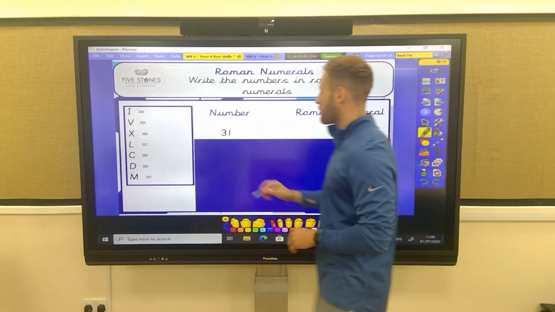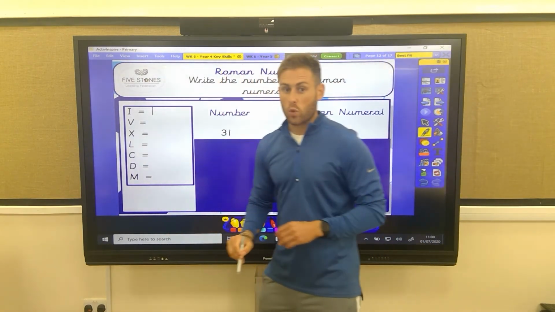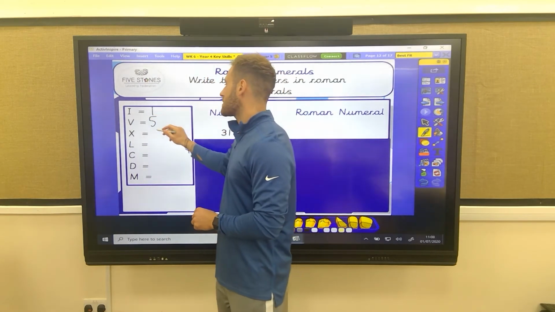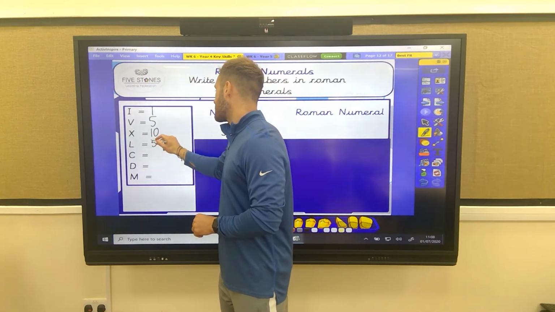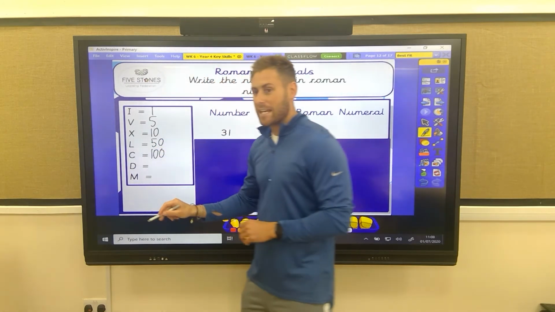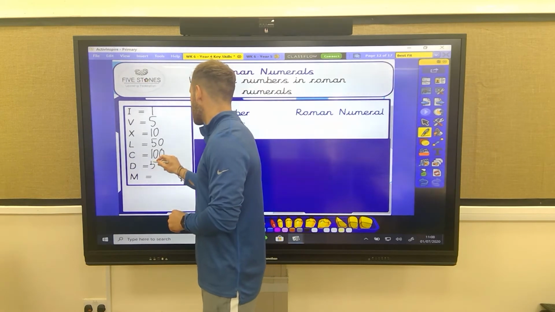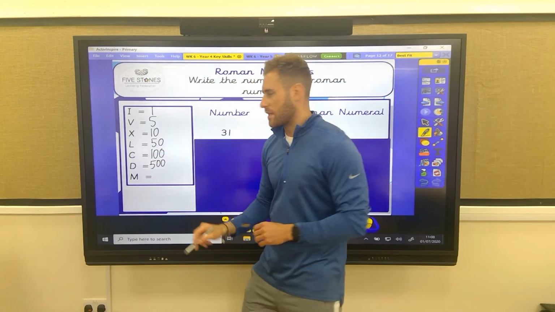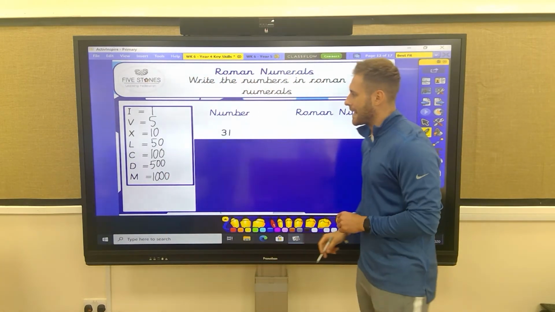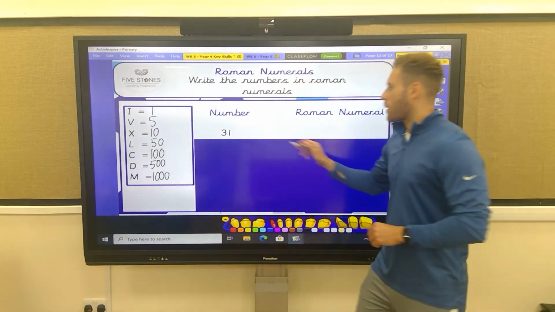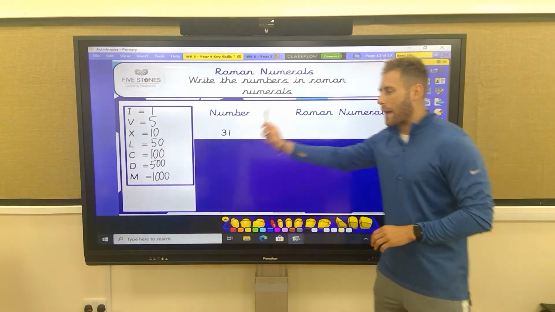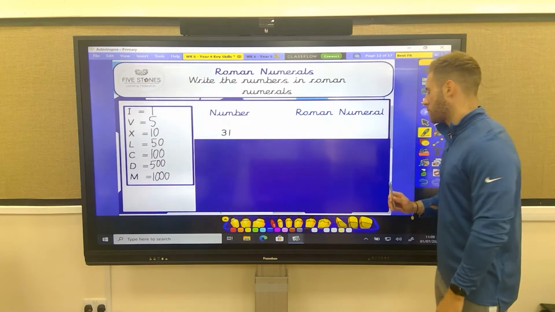Great, so hopefully we've got a complete key where the I represents a 1, the V represents a 5, the X represents 10, the L represents 50, the C represents 100, the D represents 500, and the M represents 1,000. So that's hopefully your complete key, which you might find helpful when we work through these examples, because we're going to transfer this number into a representation of Roman numeral.